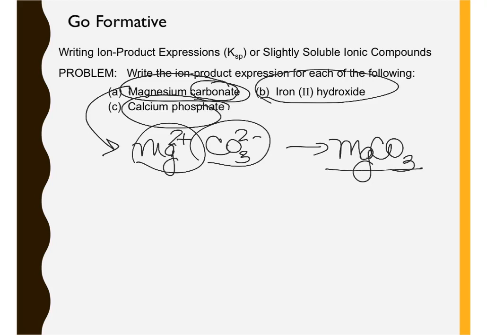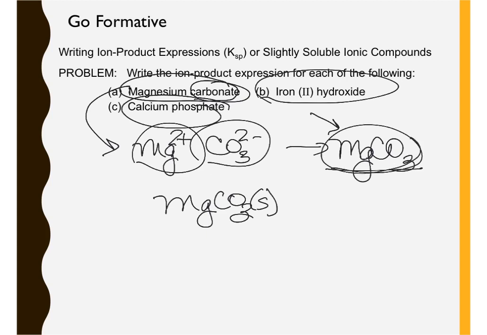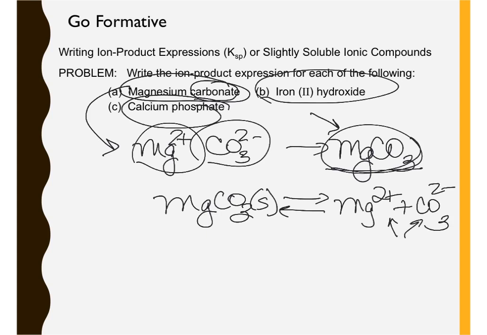Once you know what you're dealing with, the next thing you want to do is write out the equilibrium for the dissolution. Now remember, if you're asking for a Ksp value, that means a substance is only slightly soluble. So when you write the equilibrium process for a Ksp, make sure that you show the charges on the ions. Otherwise, it won't be correct.